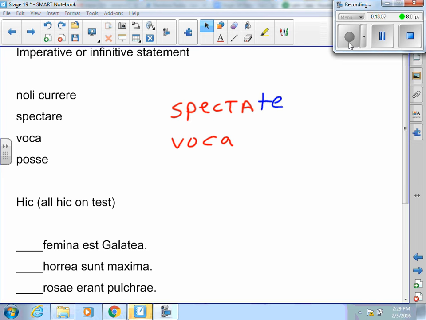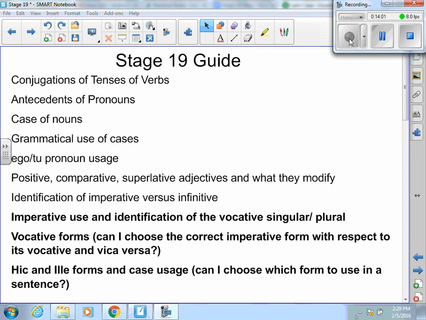Next, I have imperative use and identification of vocative, singular and plural. This is bold for a reason. We went over it on our quiz for a reason, as well as the vocative forms. Can I choose the correct imperative form with respect to its vocative and vice versa? Also, very important are the hic and ille forms and case usage for each one. Can I choose which form to use in a sentence?